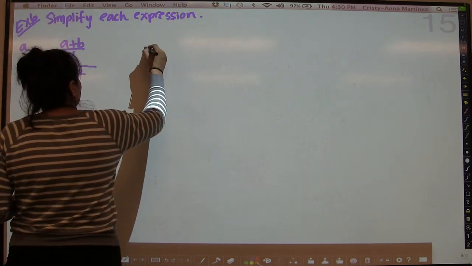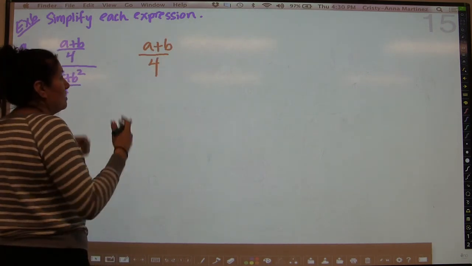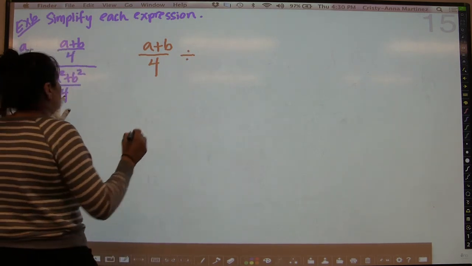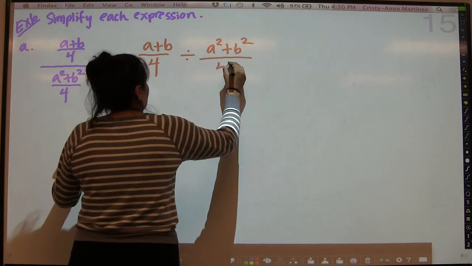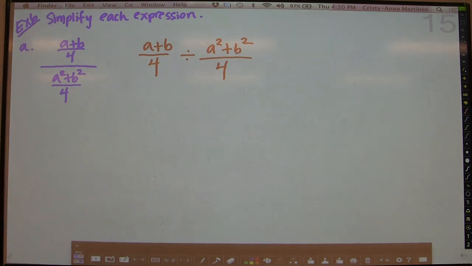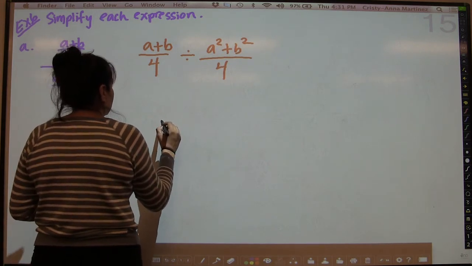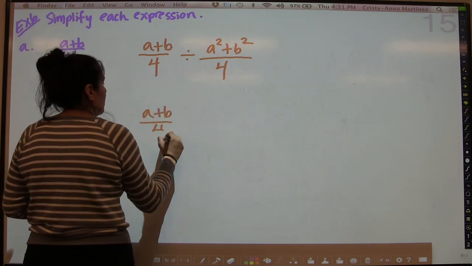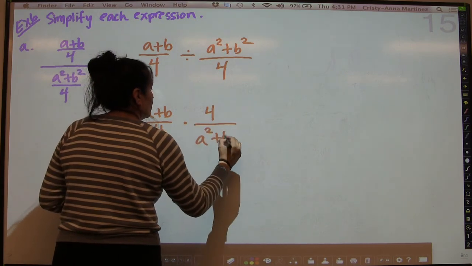But you've done this in the previous ones where we have a plus b over 4, which is a fraction. And then instead of using the division bar, you could use the division symbol. And then you could have the second fraction, a squared plus b squared over 4. So it's really the same thing. And we've already learned how to deal with this. We basically reciprocate the second fraction. So that would then become a plus b over 4, waiting on my pen here, and then times the reciprocal, which would be 4 over a squared plus b squared.